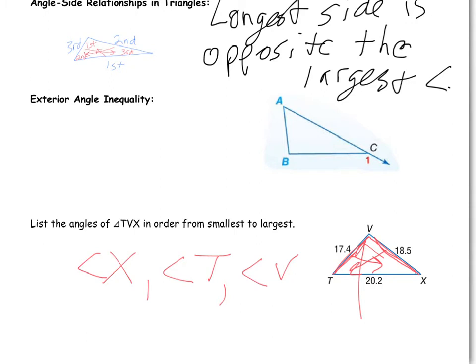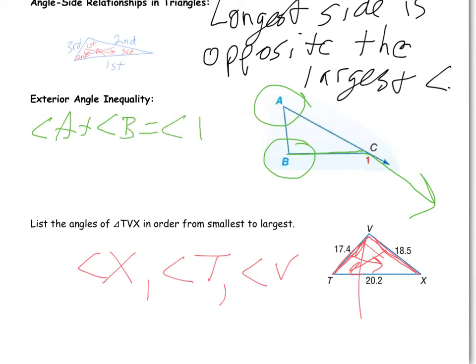If you'll recall, we had an exterior angle right here, and you'll remember that that angle is equal to the sum of the two remote interior angles. So basically, angle A plus angle B is equal to angle 1. Well, if that's the case, what is the relationship between angle A and angle 1 as far as which one is larger? Well, if angle A needs to be added to angle B to be equal to angle 1, angle A must definitely have to be less than angle 1.